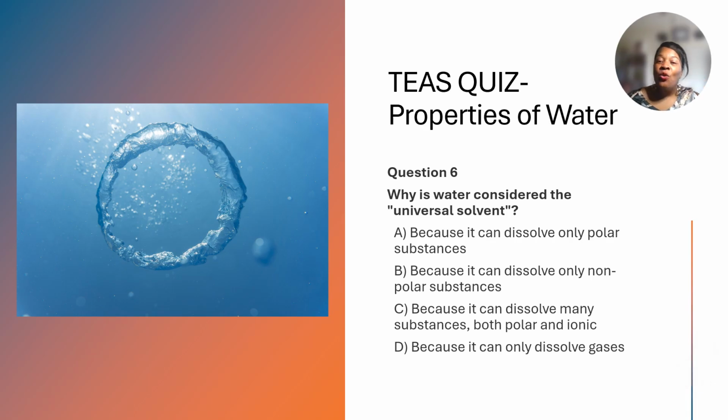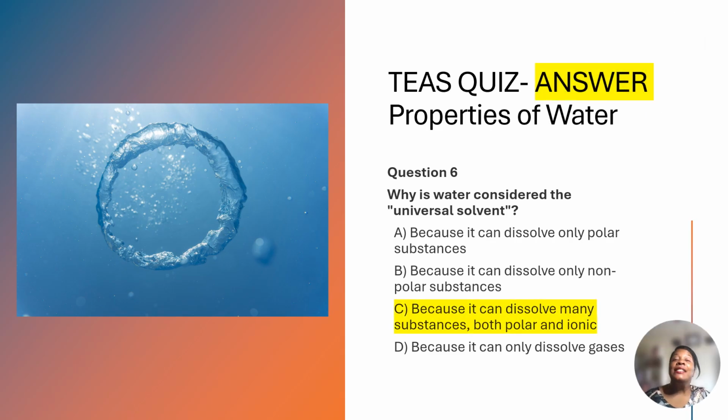Here is your last question within this category. Question 6. Why is water considered the universal solvent? Is it because of A, because it can dissolve only polar substances? B, because it can dissolve only non-polar substances? C, because it can dissolve many substances, both polar and ionic? Or D, because it can only dissolve gases?